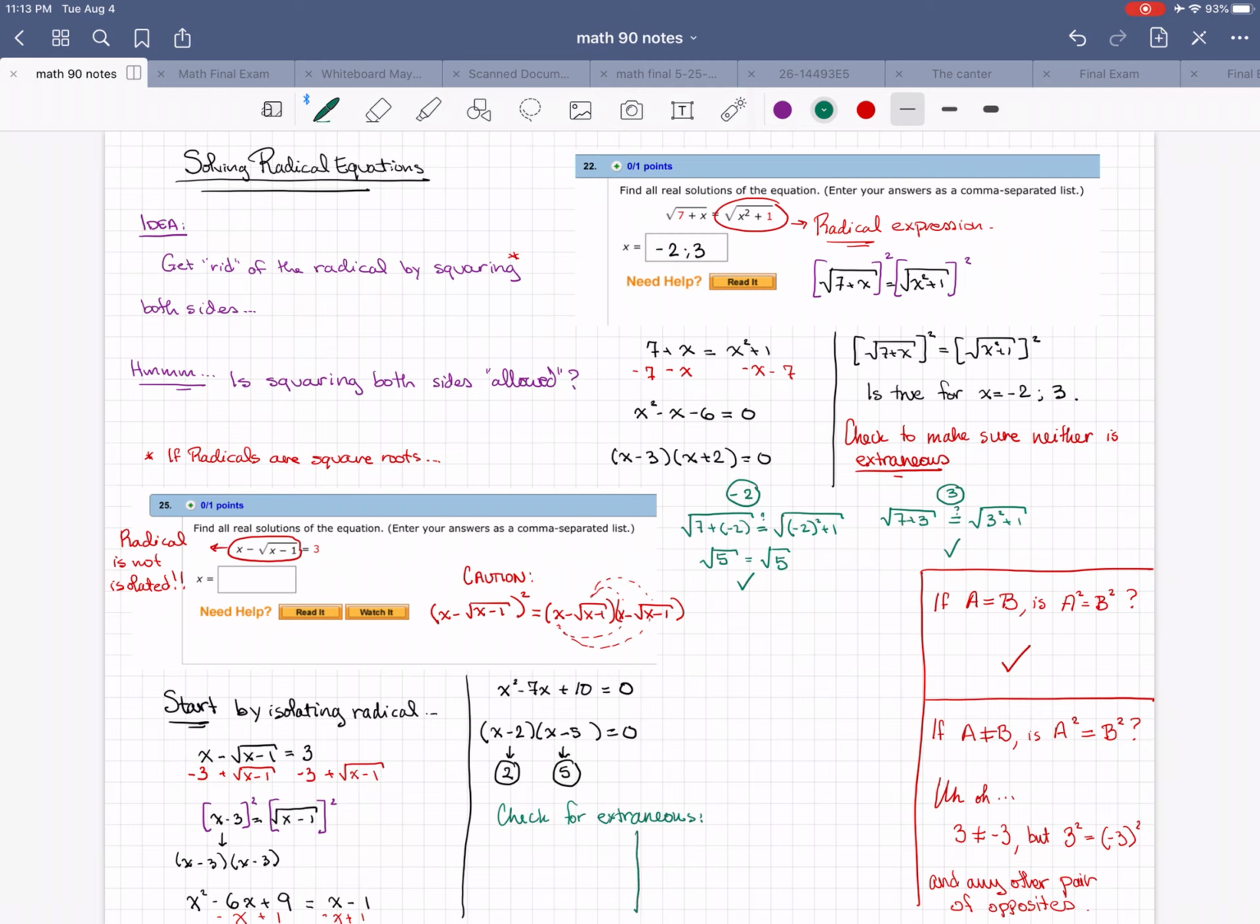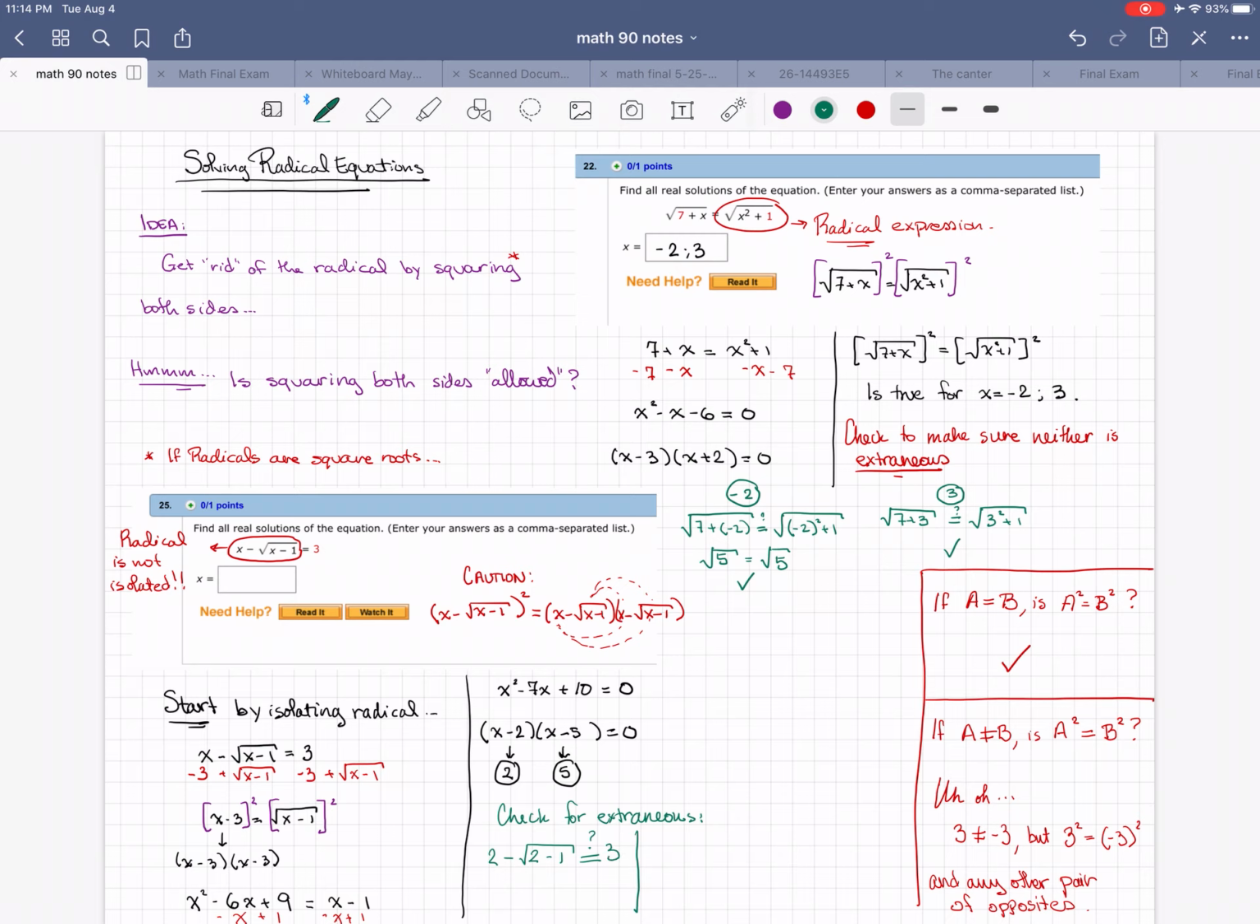Let's do 2 first. Which version of the original equation you check in, the one after we isolated the radical or the one before, is up to you. I guess you could make an argument for checking the original, just so that you're also accounting for any little snafus you made along the way. All right, so here we go. So 2 minus the square root of 2 minus 1, and I want to see if that's equal to 3.